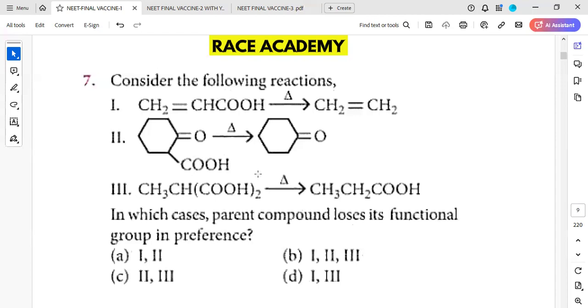Whereas in the third one, it is very difficult. It does not lose its carboxylic acid groups, very difficult to remove. So the first one and second one are the order of the loss of a functional group in preference. That is Roman 1, comma, Roman 2. So option A is the right option for this one.